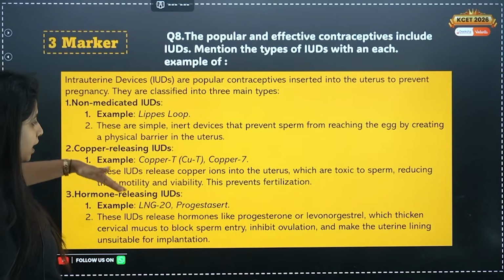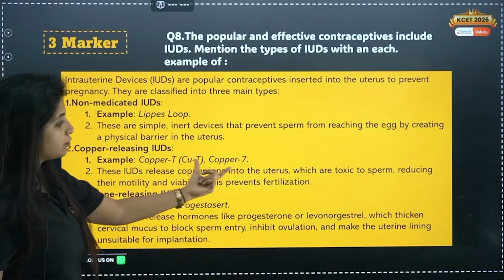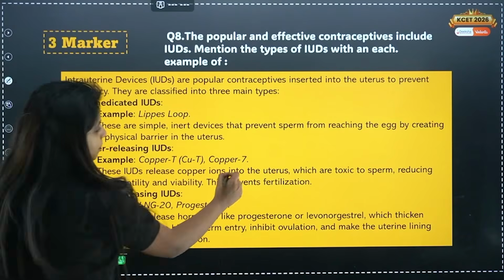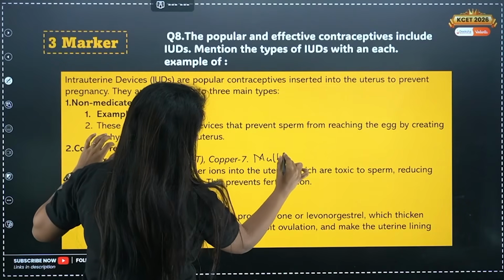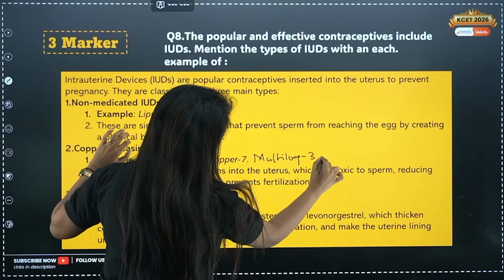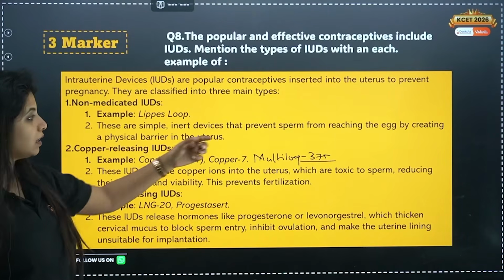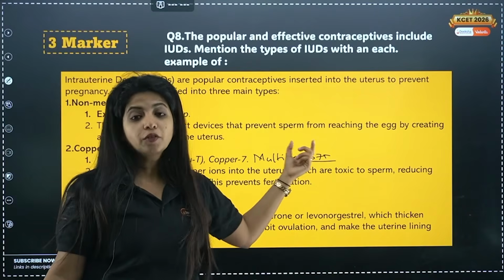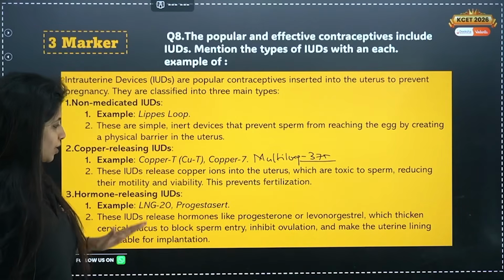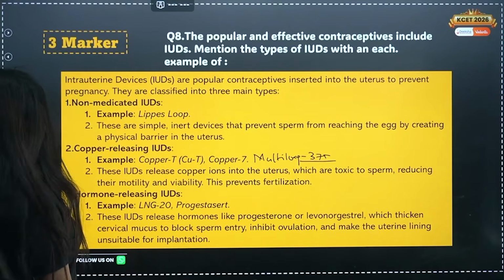So this question, if I come back to it, it looks like this. I have written everything that I explained to you right over there. Please remember, multi-load also is an example for this. Multi-load 375 is what I remember. It can be 365 also. So that shows how much amount of copper is being put.